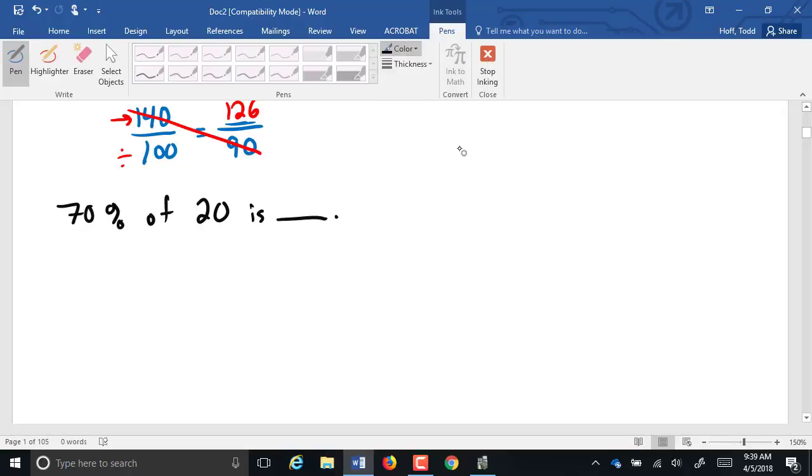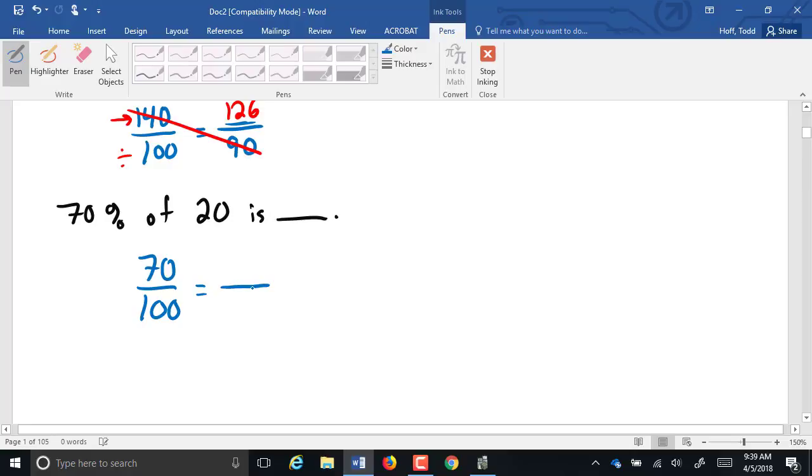So this one here looks quite a bit different. 70% of 20 is blank. Well, we still have the percent, 70%, 70 over 100. This is what confuses people now, because of the order of the numbers here. Where does the 20 go, top or bottom? Bottom. Think of that as out of 20. So it goes on bottom.